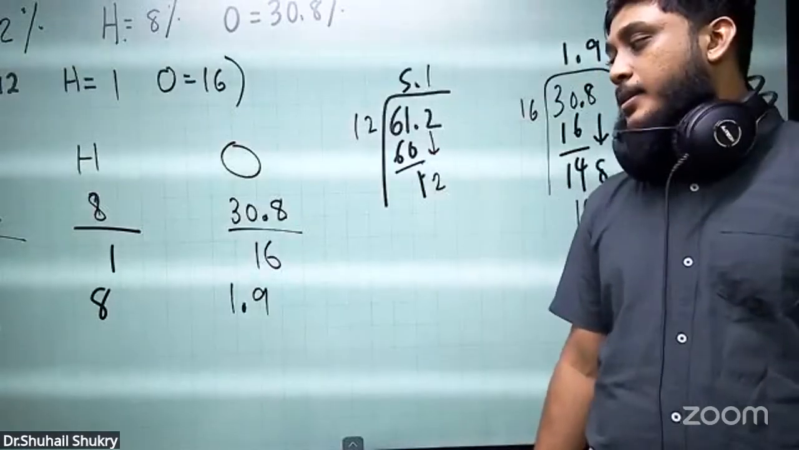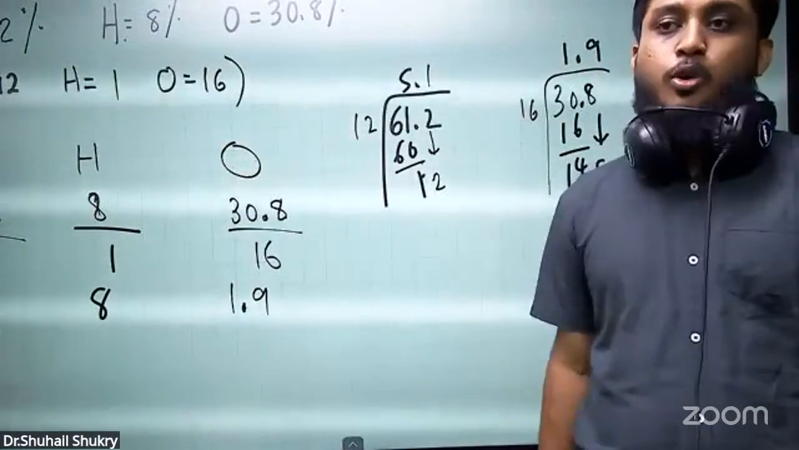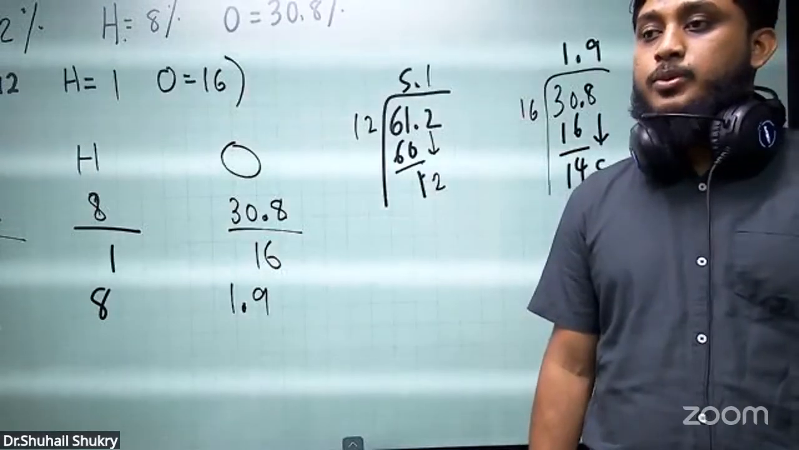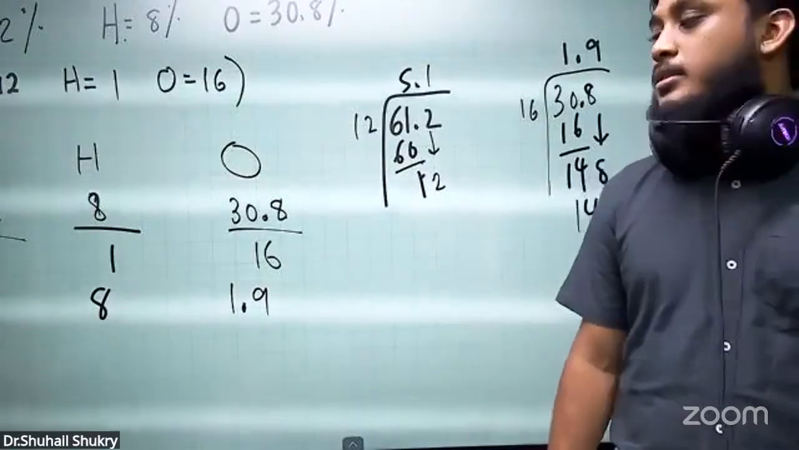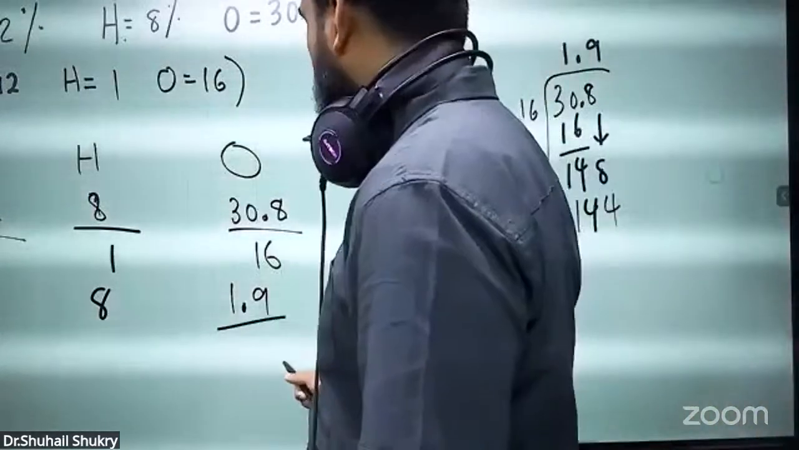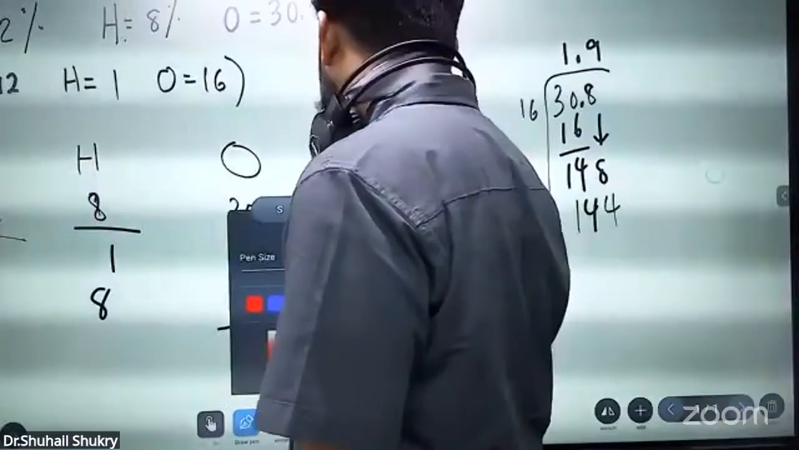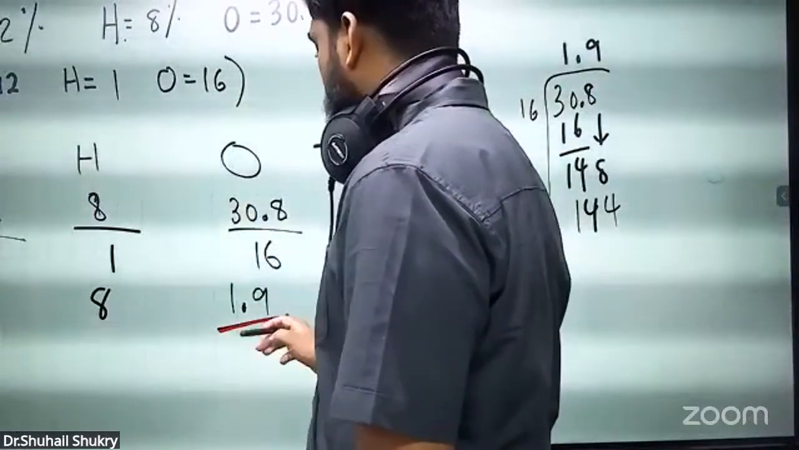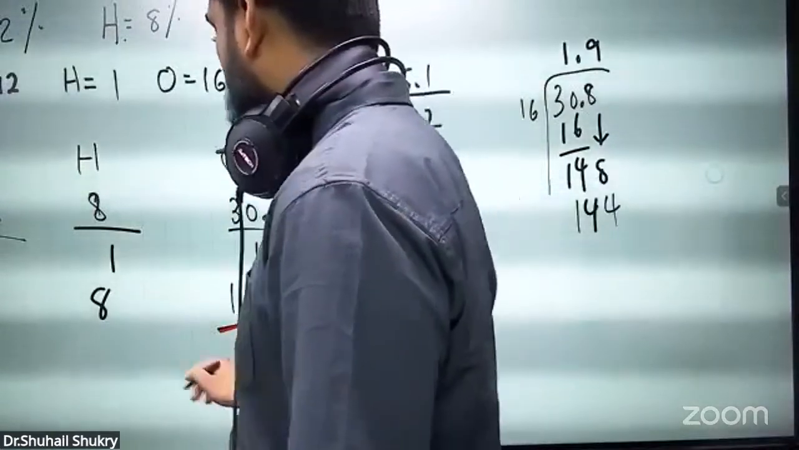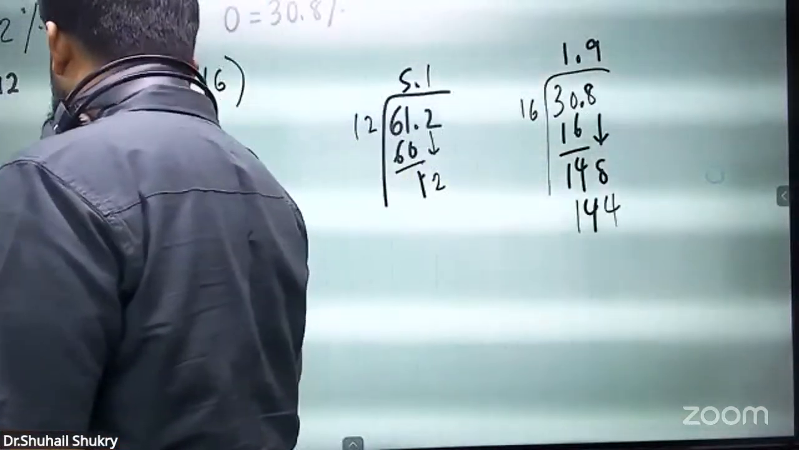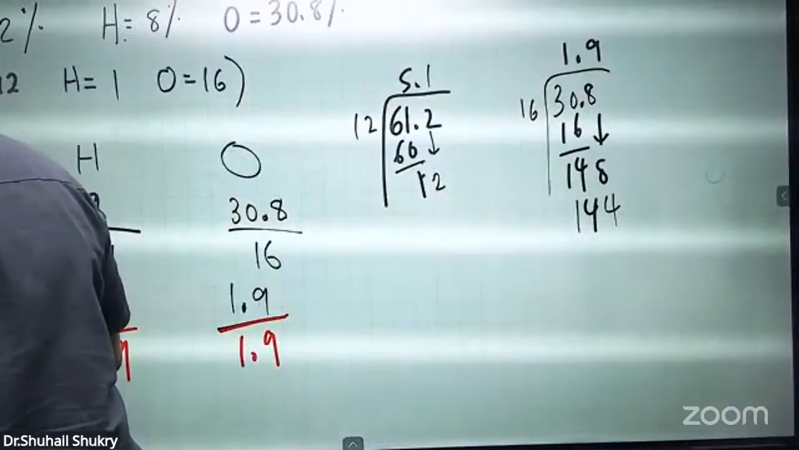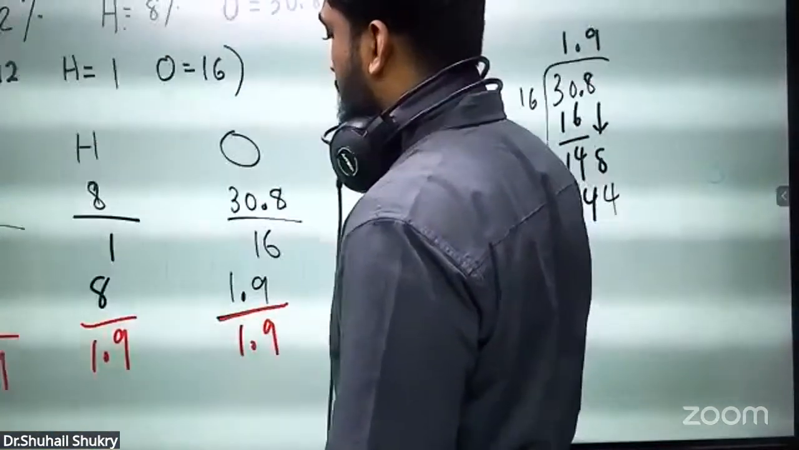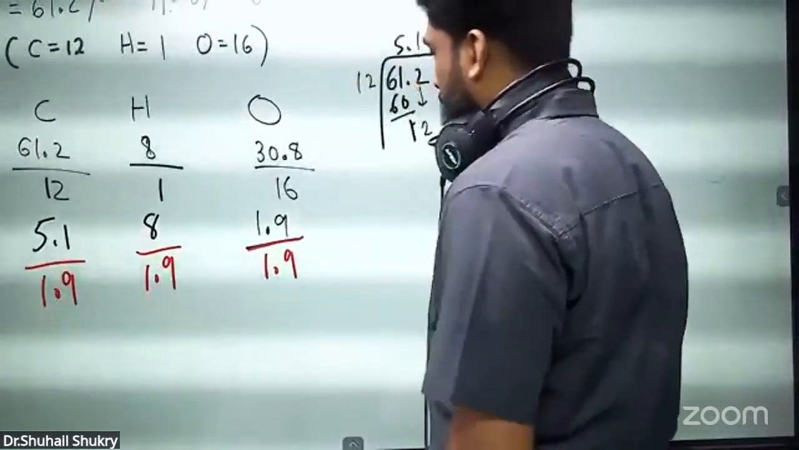After getting these answers, you have to divide all of them by the smallest number. What is the smallest number here? The smallest number is 1.9, so divide everything by 1.9. This also divide by 1.9, this also divide by 1.9. Then 5.1 divided by 1.9, how much do you guess?